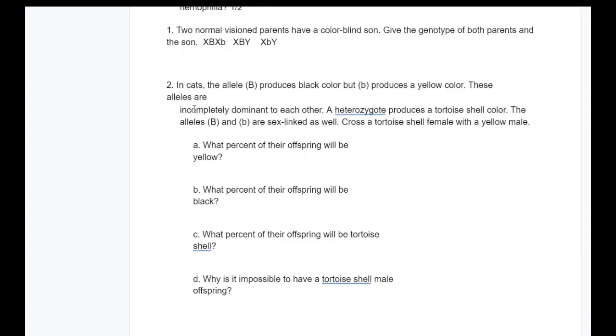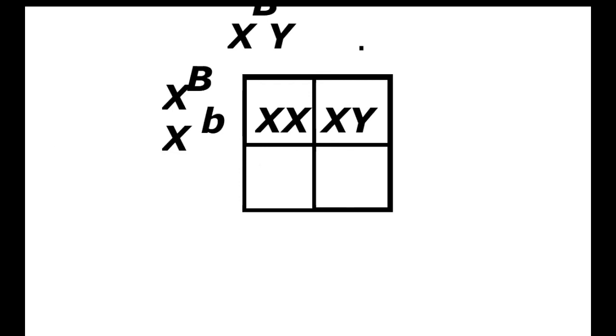Wait, let me look at it one more time. All right, so what's dominant? Black is B, yellow is little b, and heterozygous is tortoiseshell. Okay, fine. So what I'm going to want to do is get rid of all of this stuff and make my chart. My chart's going to look like this: XX, XX, and XX. How about 2 X's? And up here, I'm going to move it over and put an XY. Doesn't matter where it's at. We're just doing our chart right now.